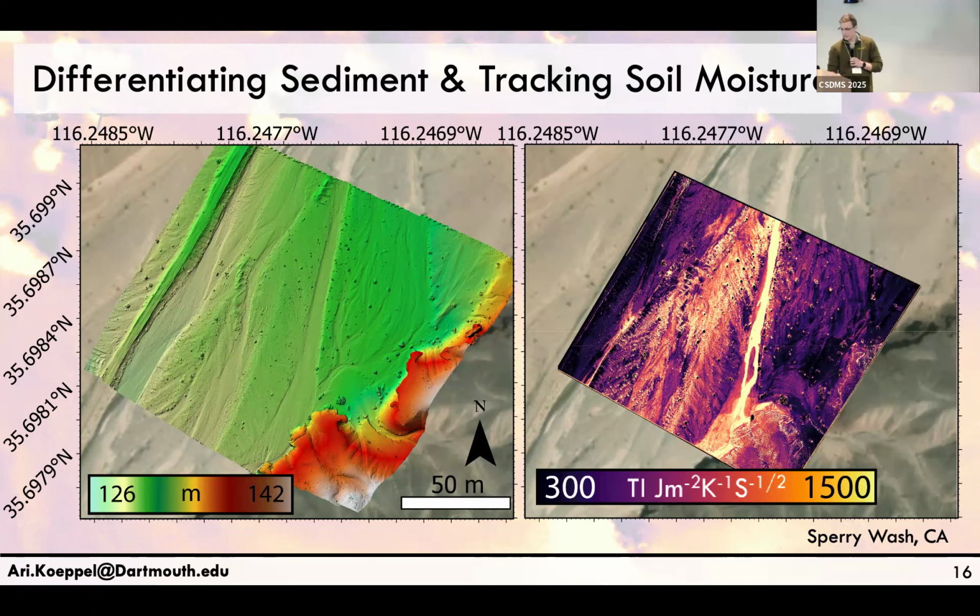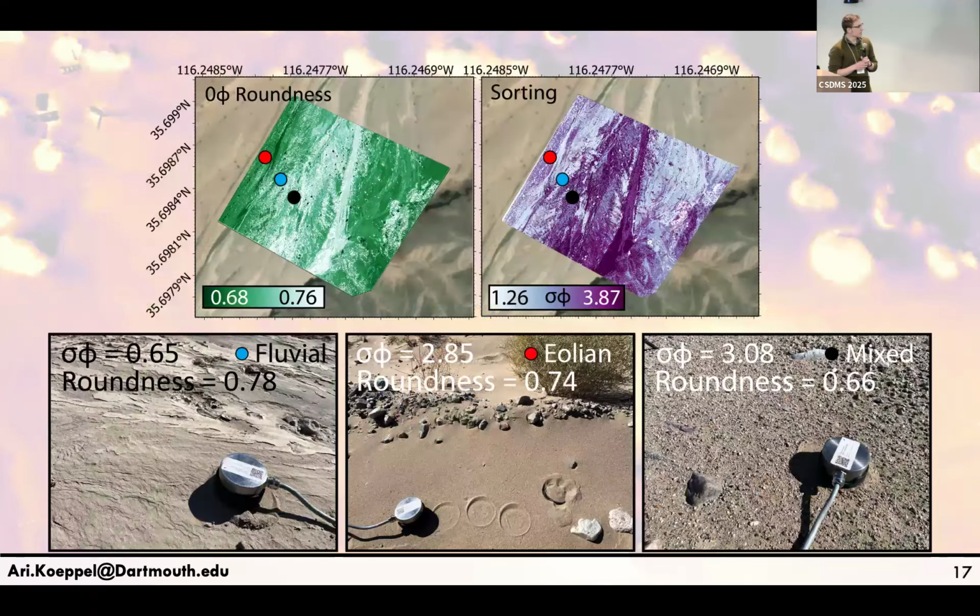And another exciting thing we were able to do at this site is we collected a bunch of samples across the site and measured their properties, the grain size properties. And we were able to build a machine learning tool that took those properties and took the derived thermal inertia and then made this predictive map of things like roundness and sorting across the entire scene. And it did a pretty good job when we went back to the scene and validated each of these settings.